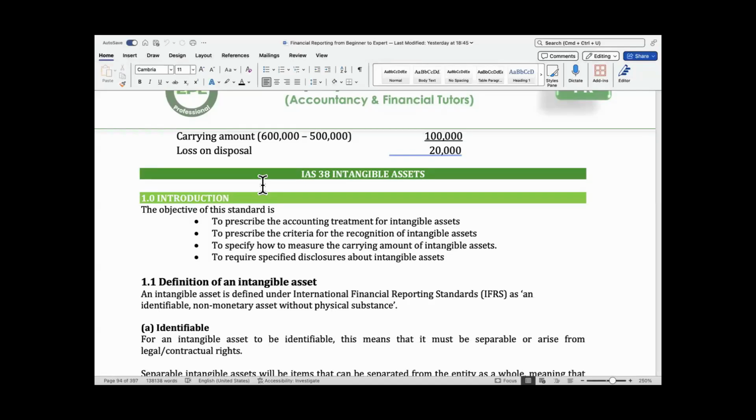Okay, class, good evening. So let's start our class for tonight on financial reporting.